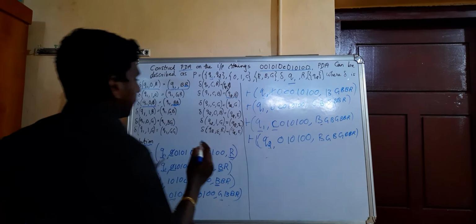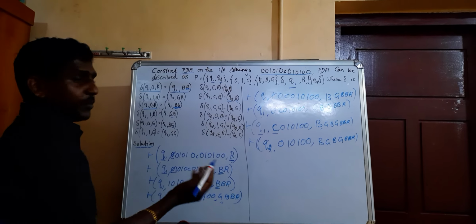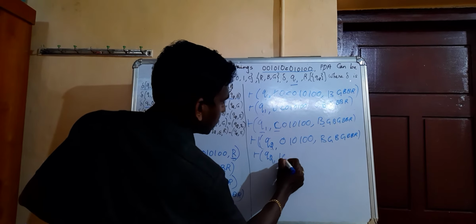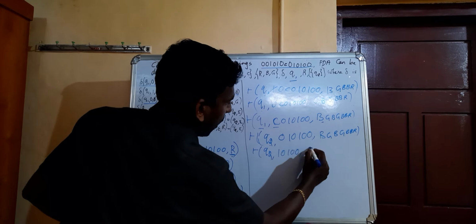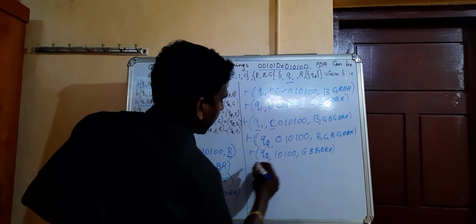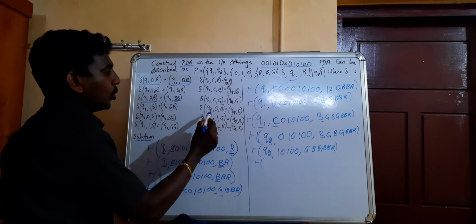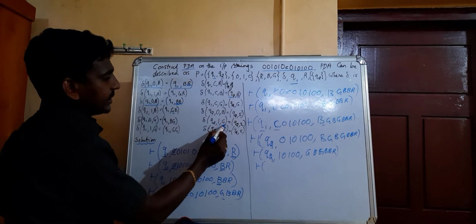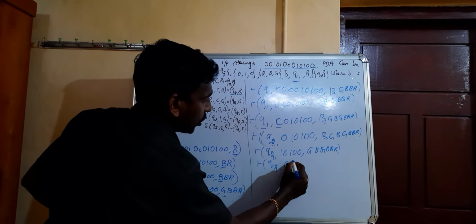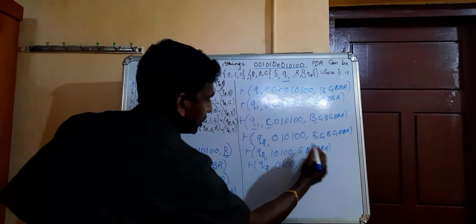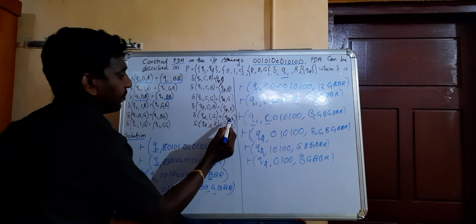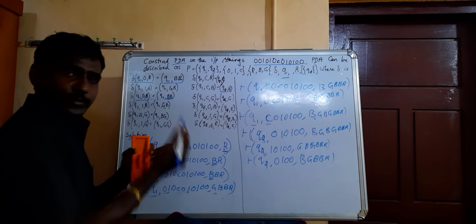Again Q2 0B, Q2 0B is there, epsilon means pop from the stack. So now Q2 comma 0 1 0 1 0 0 comma, this B is popped from the stack, GB, GB, BR. Okay, again Q2 1G, Q2 1G is there. So state Q2 and this 1 is popped from the input 0 1 0 0 comma and this G is popped from the stack, BBR. Why is this G popped from the stack? Because it is epsilon, epsilon means pop from the stack.